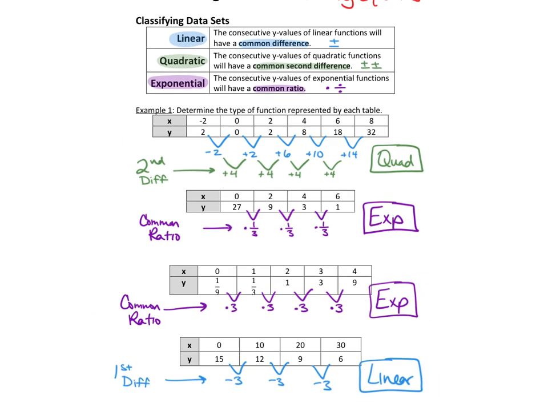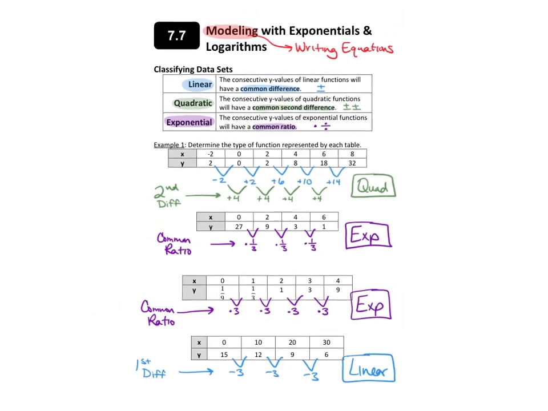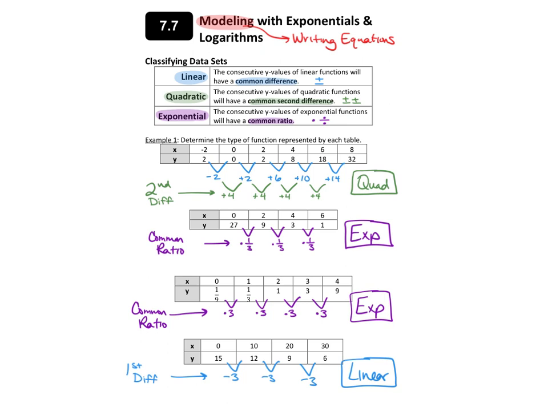So the first thing that we do when we model data is we have to make sure we know what type of data that we're working with. So this is how we check to see what kind of data we're working with. Sound good? Yes, ma'am. After that, once we know what type of data it is, we actually need to be able to model the equation or write the equation. And we're going to do that using technology.